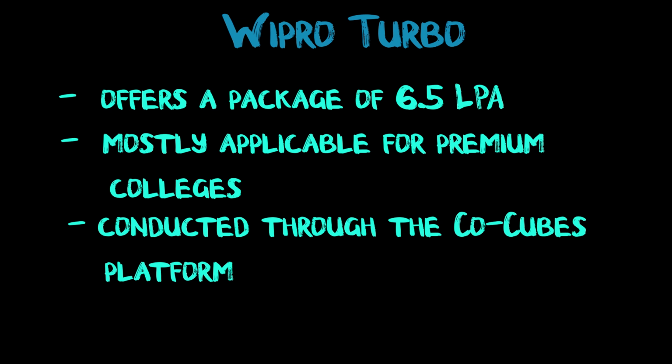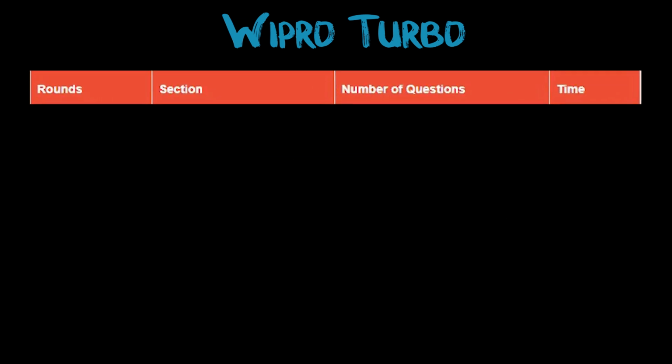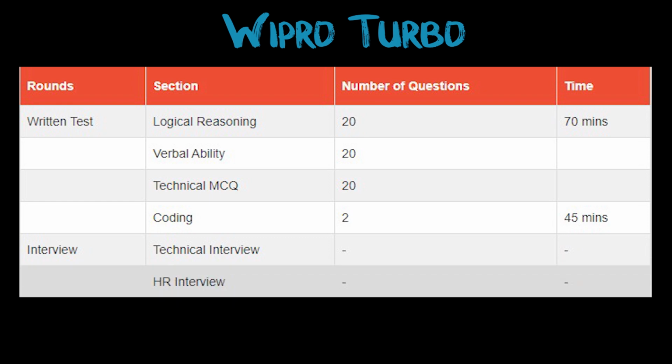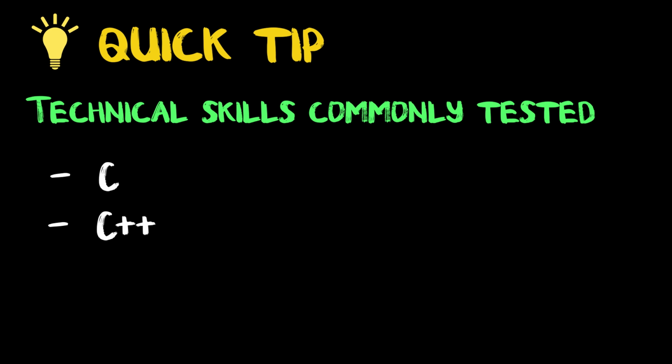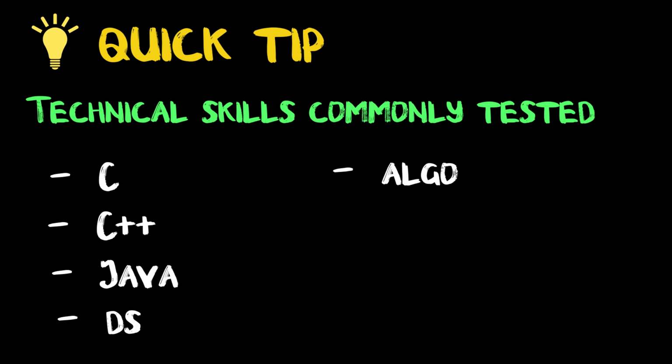If Wipro exam is conducted through the Co-Cubic platform, then there is a slight change in the pattern. So let's see what are the changes. Here we have 2 rounds and that are writing test and interview. In writing test we have 4 sections and that are logical reasoning, verbal ability and technical MCQ. These 3 sections consist of 20 questions each and time allocated for these sections are 70 minutes. The 4th section is of coding round and it consists of 2 questions of 45 minutes. And again, I will not talk about interview process in this video. Technical skills that are commonly tested are C, C++, Java, DS and Algo.